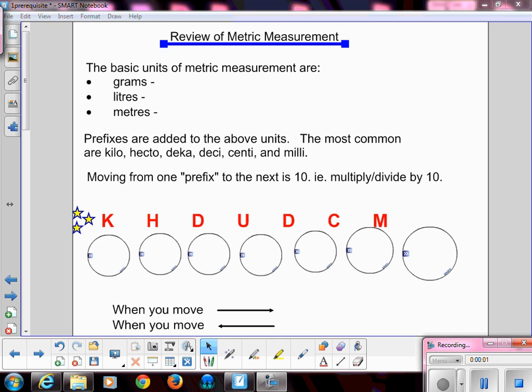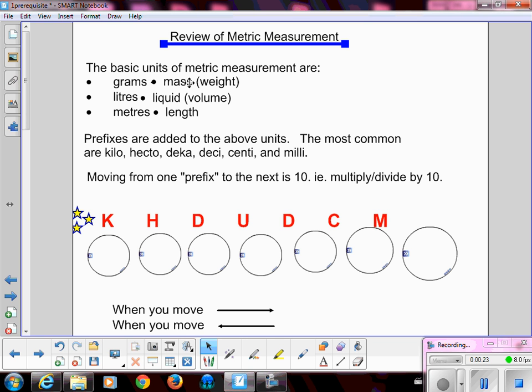Right, so what we're looking at now is the review of the metric system, and we're also going to look at the imperial system. So first of all, the basic units of metric measurement are grams if I am talking about mass or weight, liters, which is what we do for volume, or in other words liquids, and obviously meters for length.